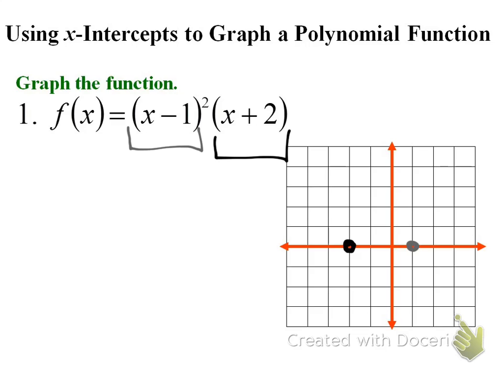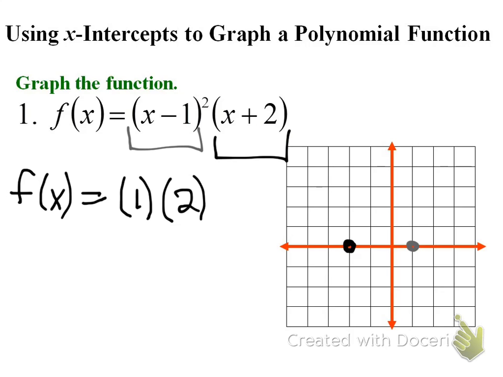Now, I want to get the y-intercept next, and then I just want to kind of fill in the gaps. So to get the y-intercept, you plug 0 in for x. So if you plug 0 into the first binomial, we get 0 minus 1, that's -1. What's -1 squared? +1. And then if you plug 0 in here, you'd get 0 plus 2, which is 2. And what's 2 times 1? 2. So I know I'm going to be up here somewhere on my y-axis.